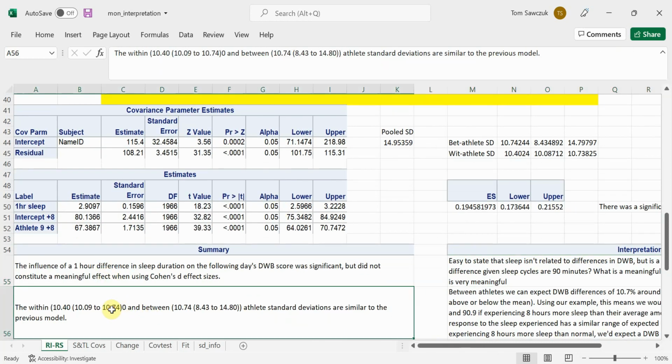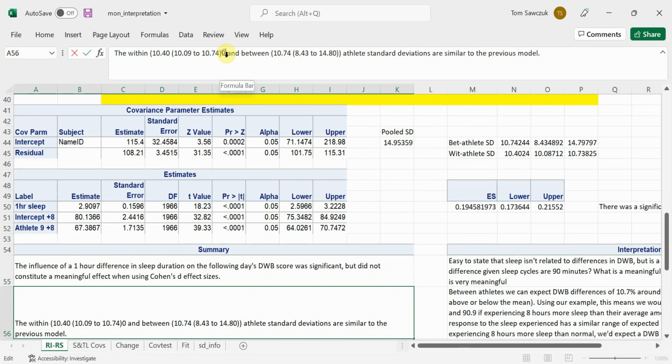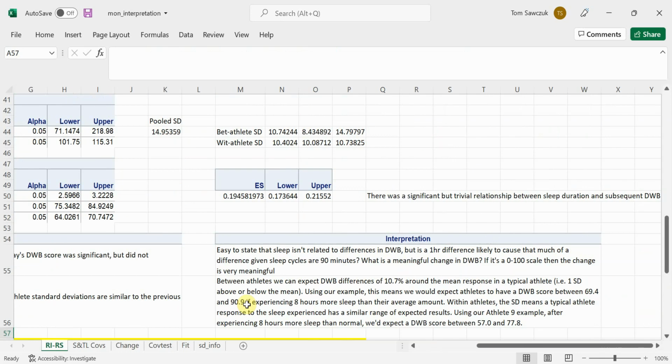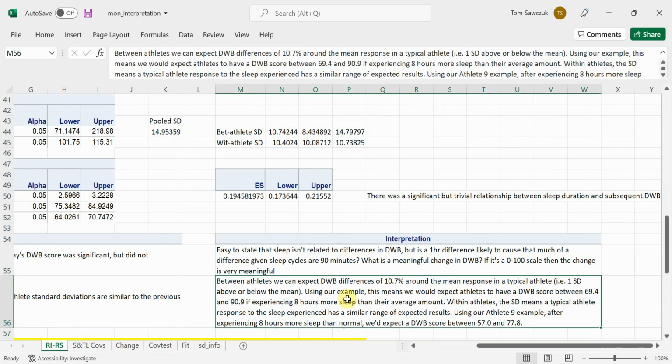We've then got the within and between standard deviation quantities here. We'll do the same thing with the interpretations we did last time. So let's say that we have a 1 hour, so if we experience 8 hours more sleep than normal, which is obviously extremely unrealistic, but it just goes with the estimates that we produced last time.